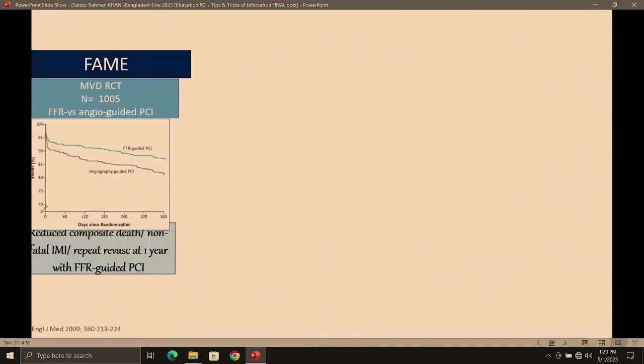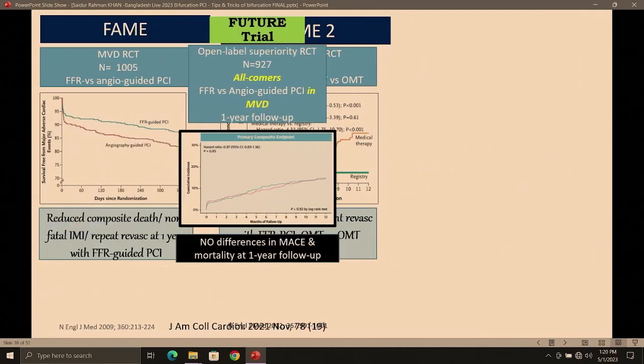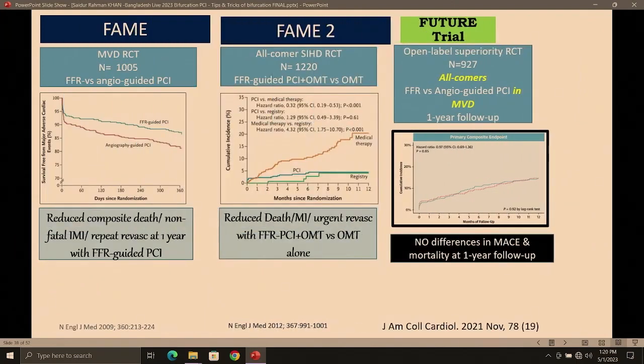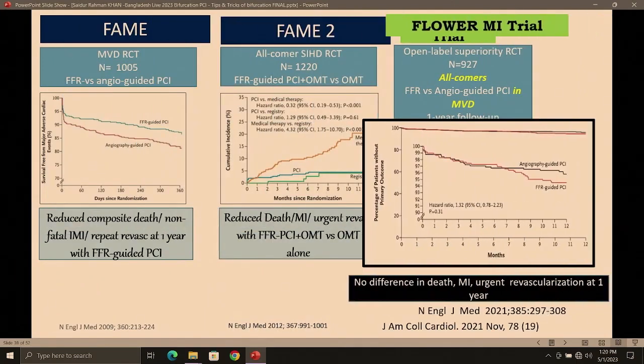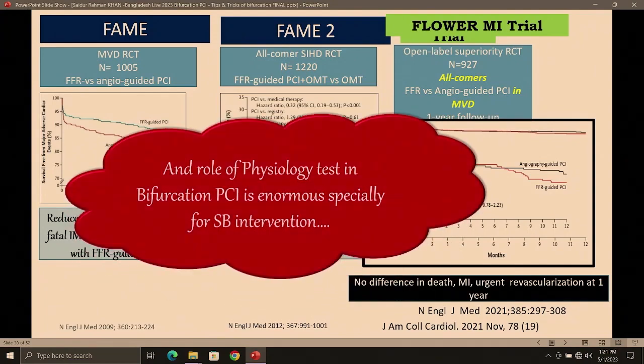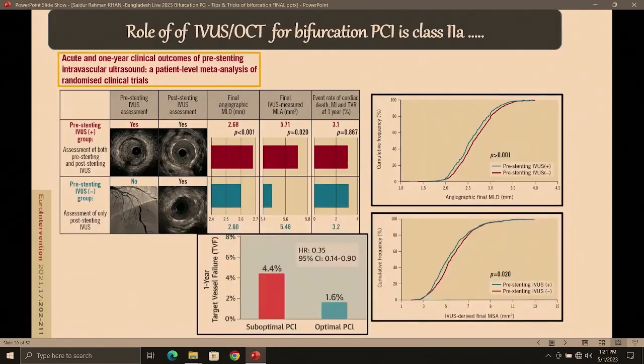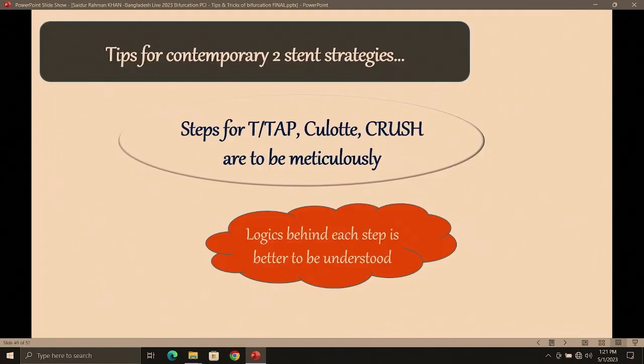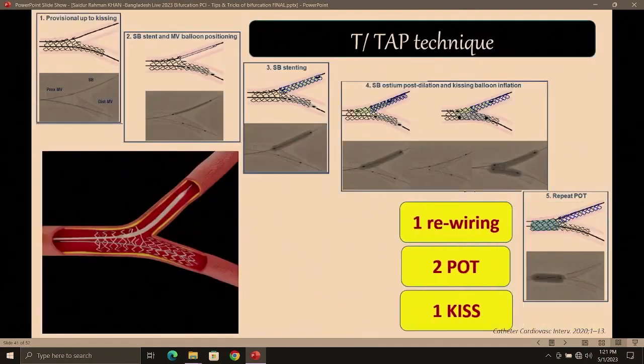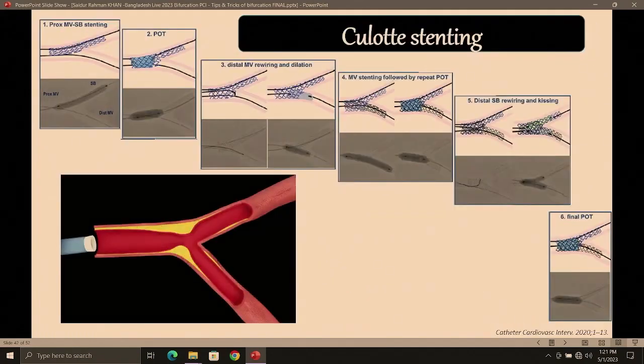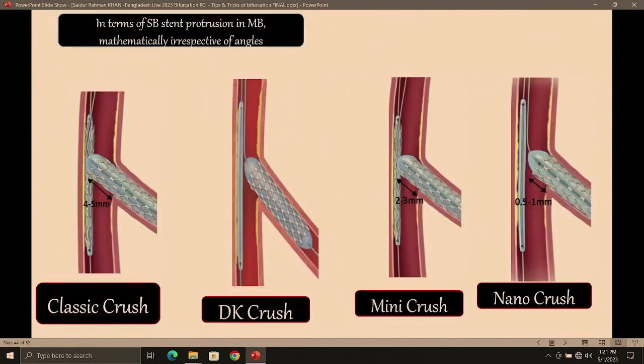And the role of physiology and the role of IVUS is very important. They're still class 2A, but the future is telling that between angiography and FFR there is no difference, but FAME 2 is telling that obviously FFR has a role to decrease the stent material. And IVUS is class 2A, but it is going towards class 1 according to availability in the whole world. So these steps I'm skipping because they have already been told.